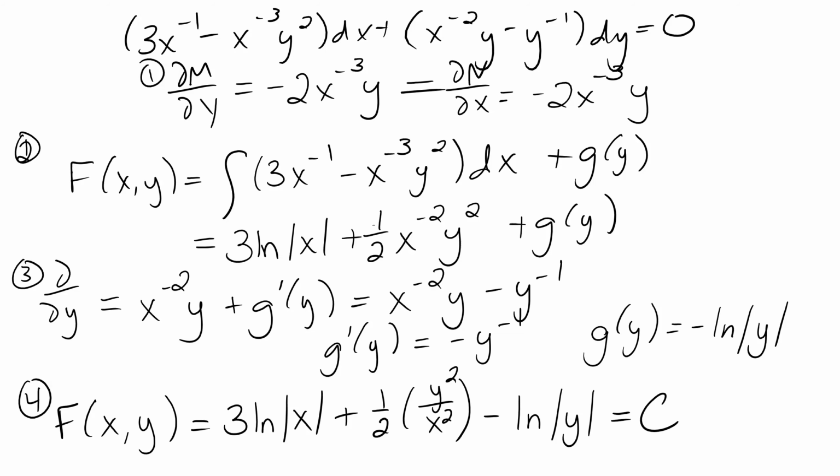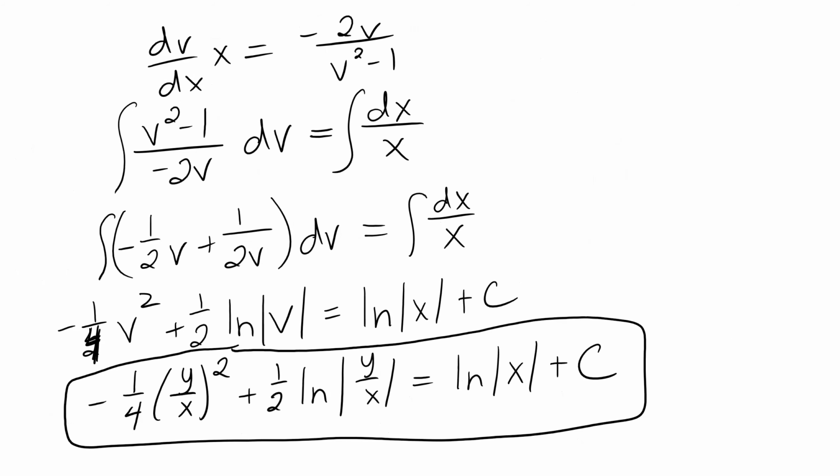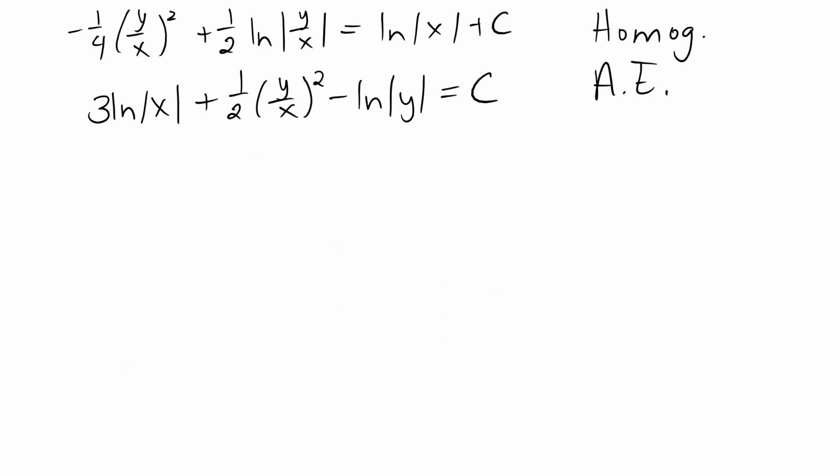Now, this is supposed to equal my answer here, which is negative 1/4 y over x squared plus 1/2 natural log of y over x equals natural log of the absolute value of x plus c. So I'm going to rewrite both of those to a new page. So in just a minute, you're going to see both of them. All right, so I rewrote my two solutions. I'd like to show that these are equivalent.